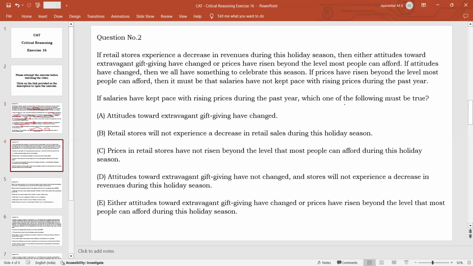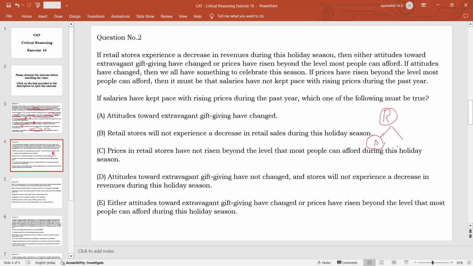stores are having a reduction in sales during this holiday season, then there are two possibilities. So reduction in sales means two possibilities. What are the possibilities? One is that people have stopped giving expensive gifts. So there is a change in the attitude of the people. People have stopped giving expensive gifts to other people, as a result of which the sales have come down. So this is about attitude.